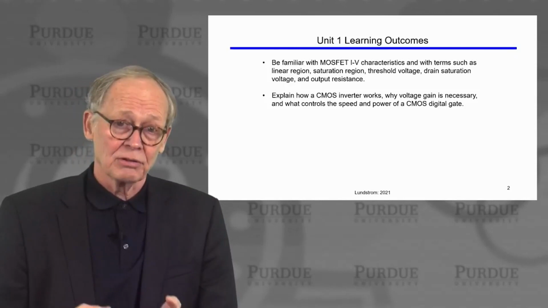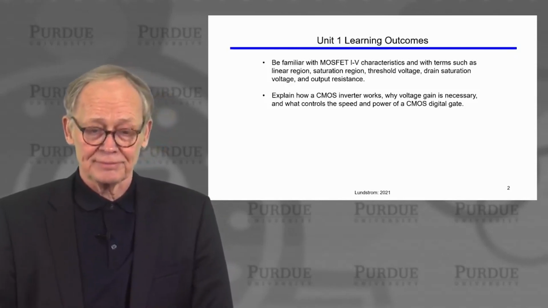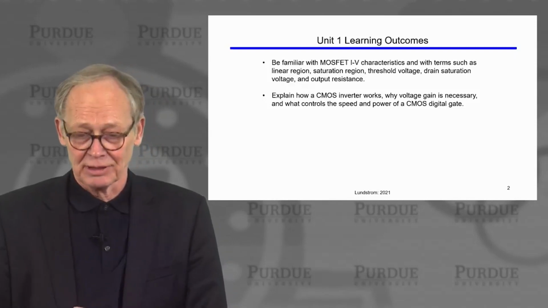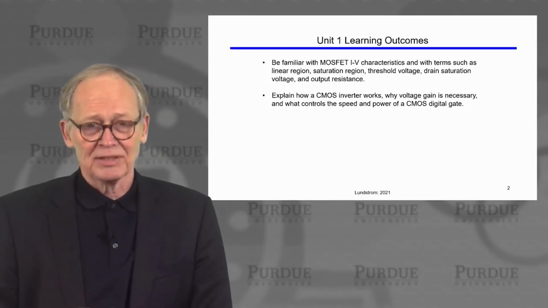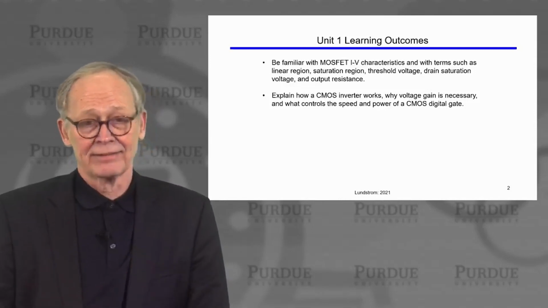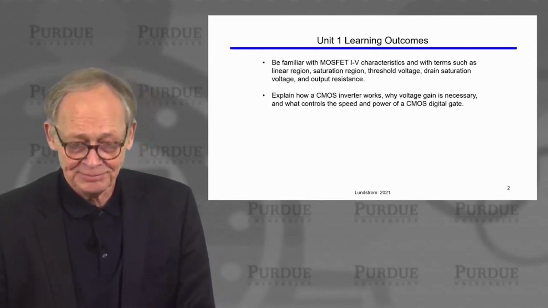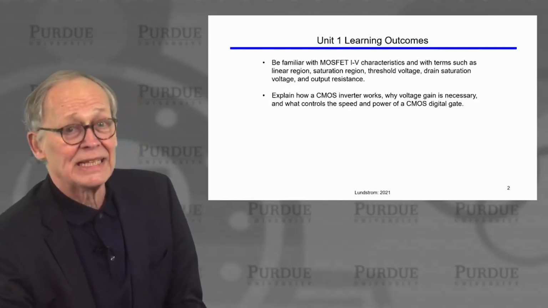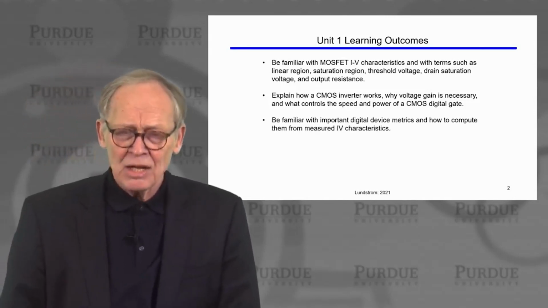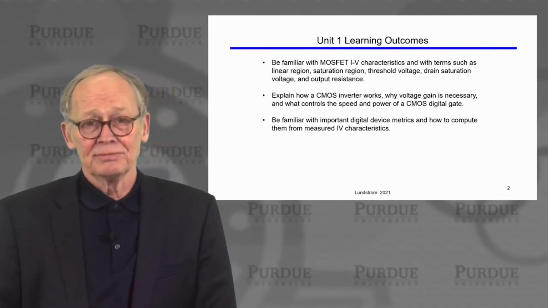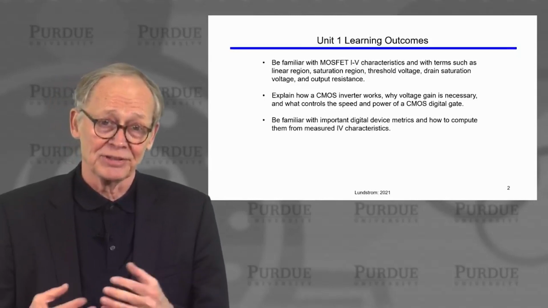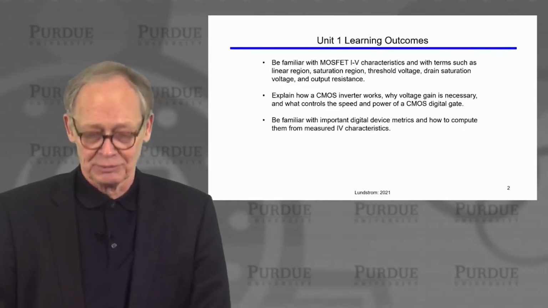MOSFETs are used in digital and analog electronics. The CMOS inverter is the basic building block of digital electronics. So we talked about the CMOS inverter, why voltage gain is necessary to make a CMOS inverter, what controls the speed and power of a digital gate. We introduced some digital device metrics that control the performance of CMOS inverters and digital electronics more generally.